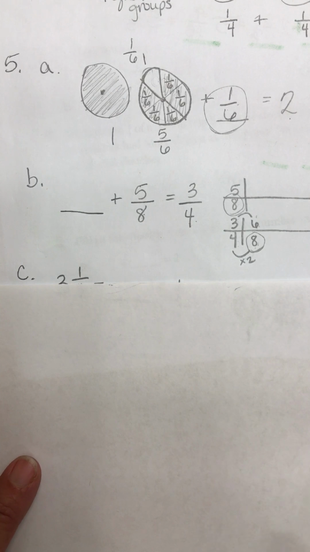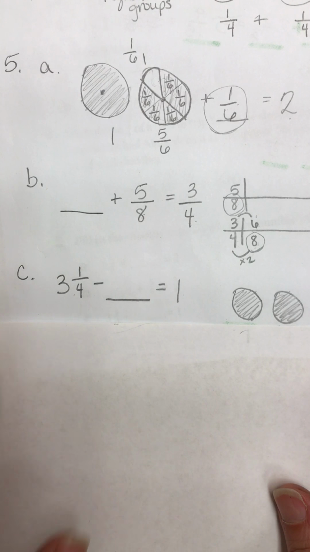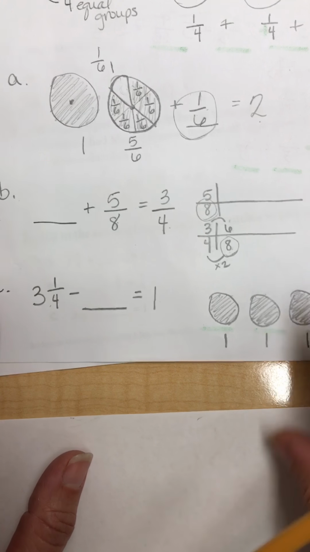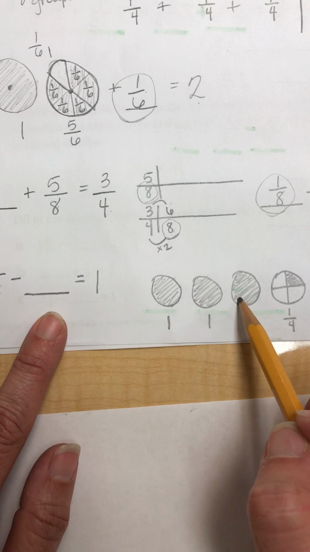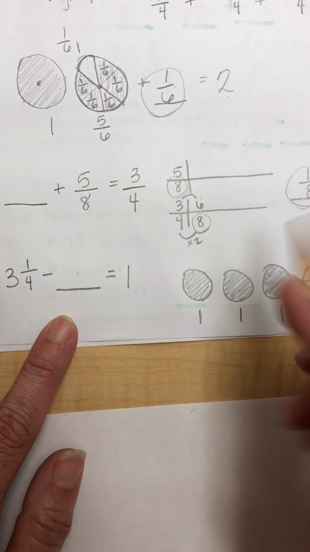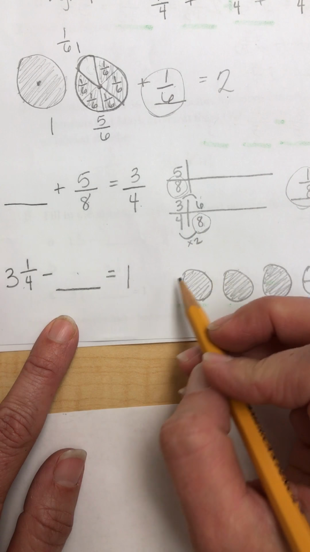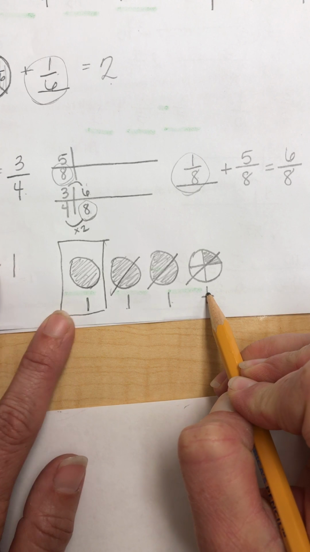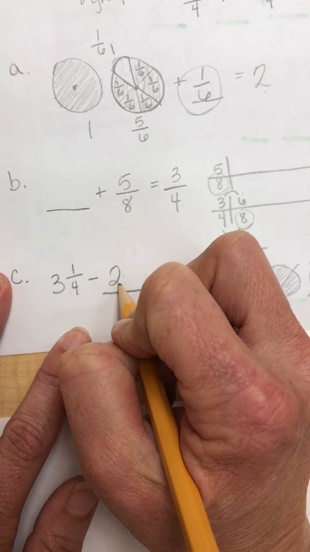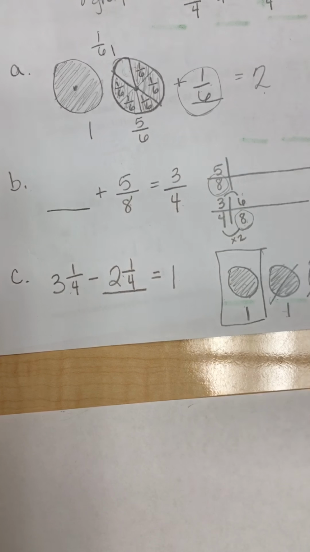On my next problem, C, I have 3 and 1/4 minus something equals 1. So this one I went ahead and drew it out. 1, 2, 3, and 1/4 minus something to get me 1. So all I want left is 1 right here. This is what I want left. So if I cut out this, and cut out this, well, that's 1, 2, and 1/4. So if I cut out 2 and 1/4, I would still have 1. So my answer is 2 and 1/4. And that's it for the first page of the Unit 2 pre-assessment.